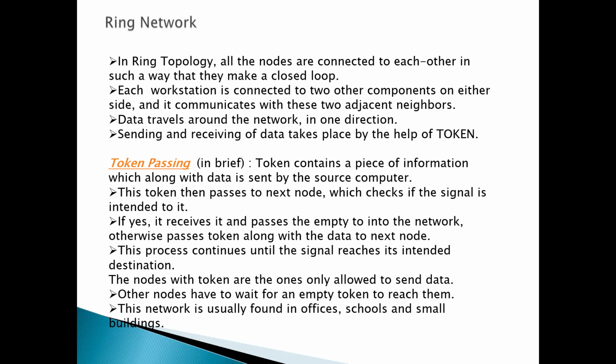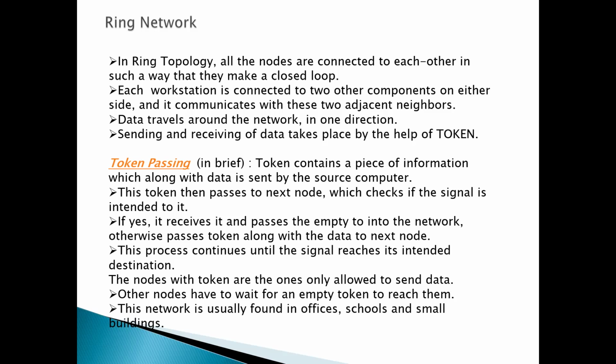So each workstation is connected to two other components on either side, and it communicates with these two adjacent neighbors. Data travels around the network in one direction. Sending and receiving of data takes place with the help of a token. If any computer has to send data, it must have a token. Without a token, it cannot send. Like token passing. A token contains a piece of information which along with data is sent by the source computer.